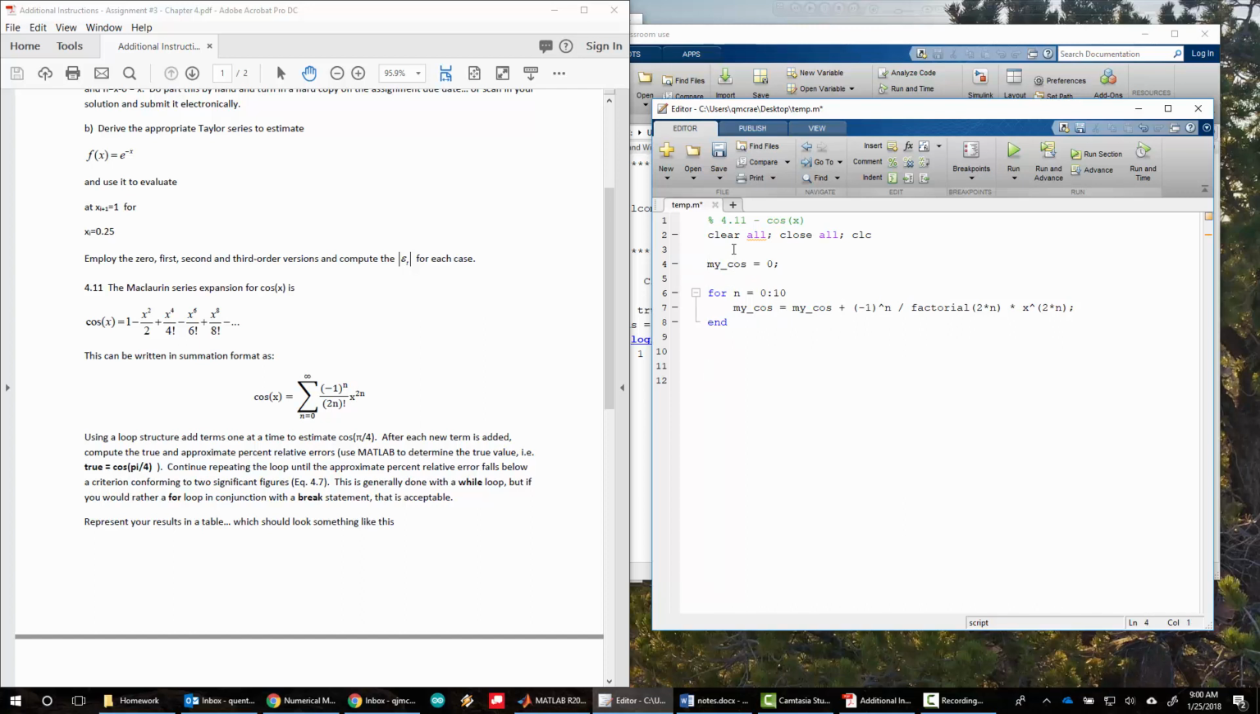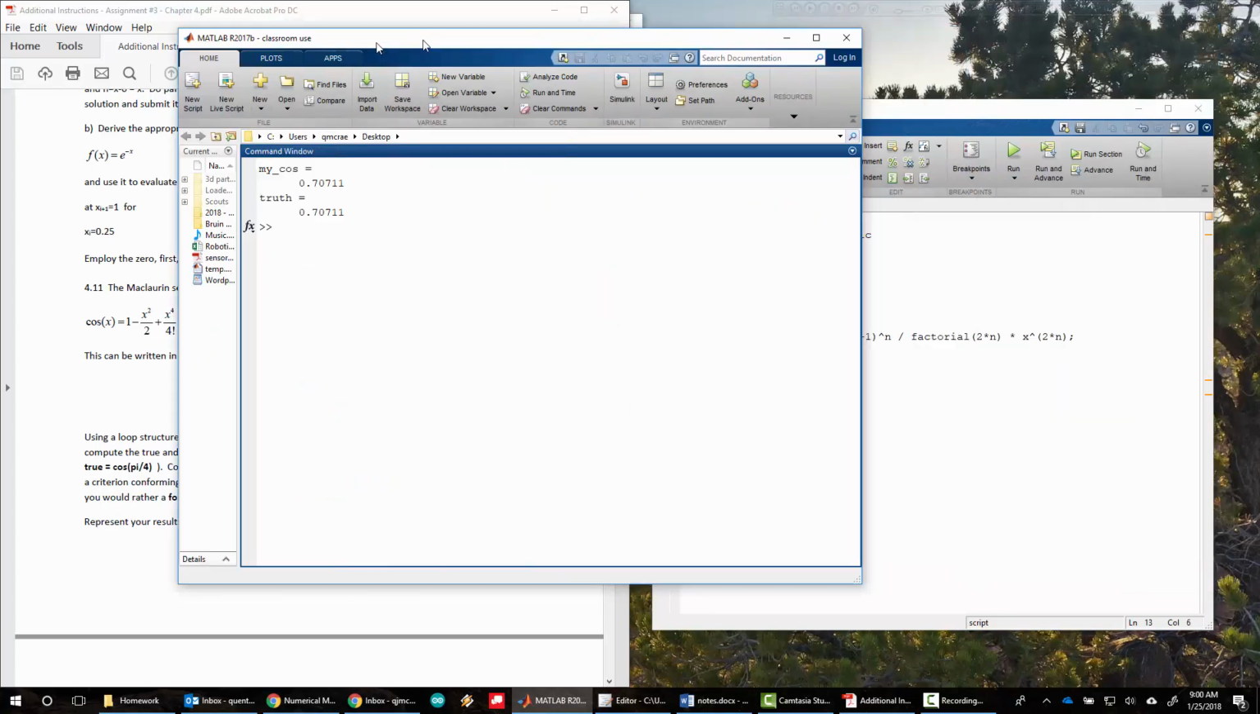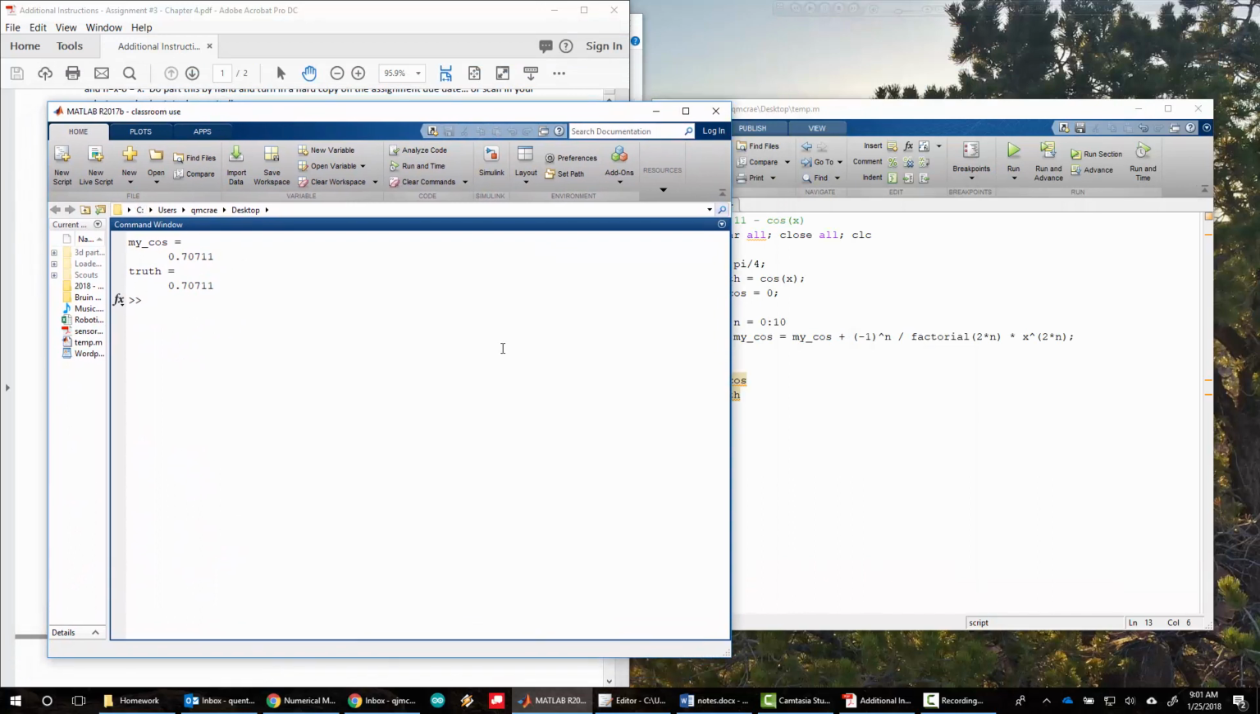Except we don't have x. So, x is equal to pi over 4. And for giggles, we're going to say truth is equal to cosine of x. Okay, so then I'm going to come in here after I'm done. I'm going to say my cosine and truth, so I can see what they are. Boom, let's run that. And that's actually really close, so even with 10 iterations, you can see that we're really close to the same answer.